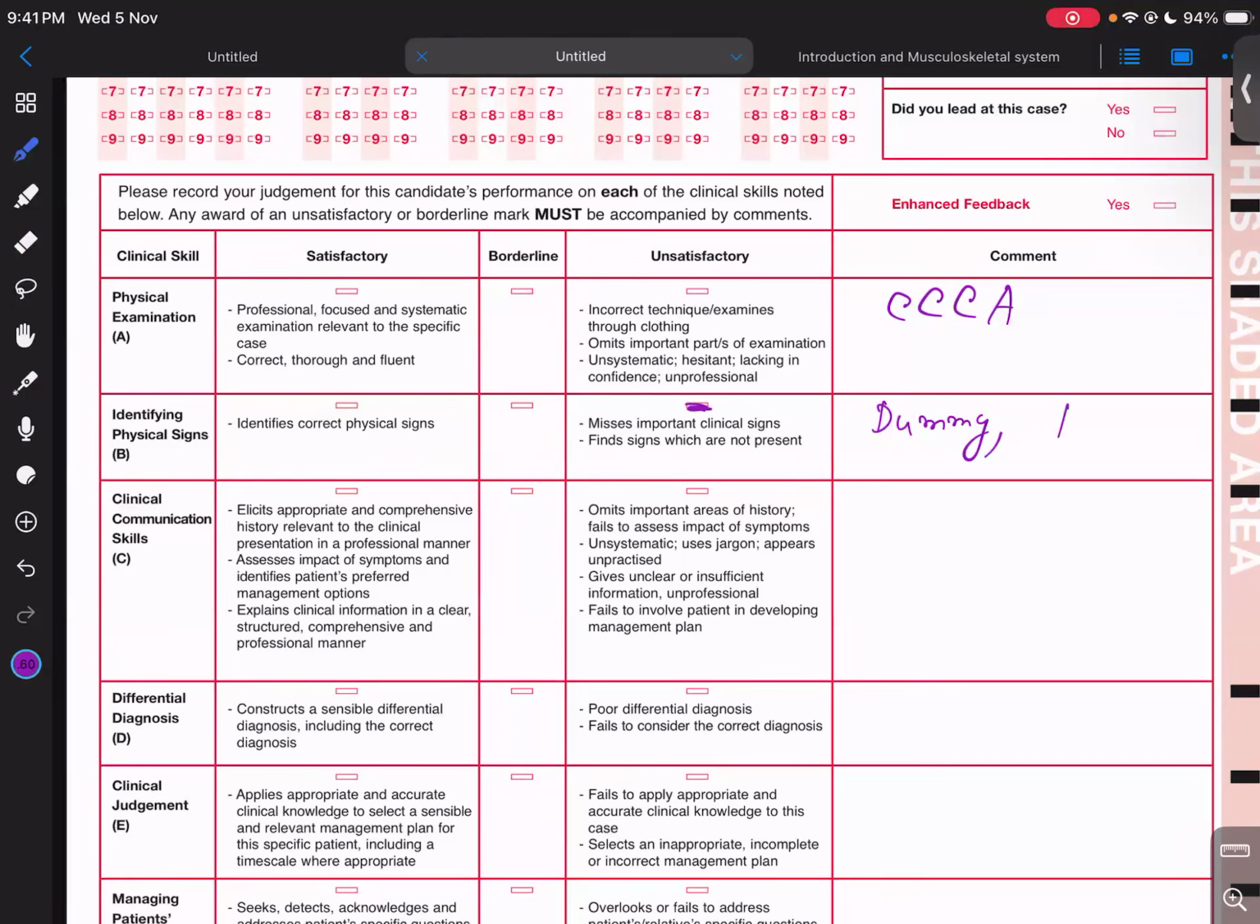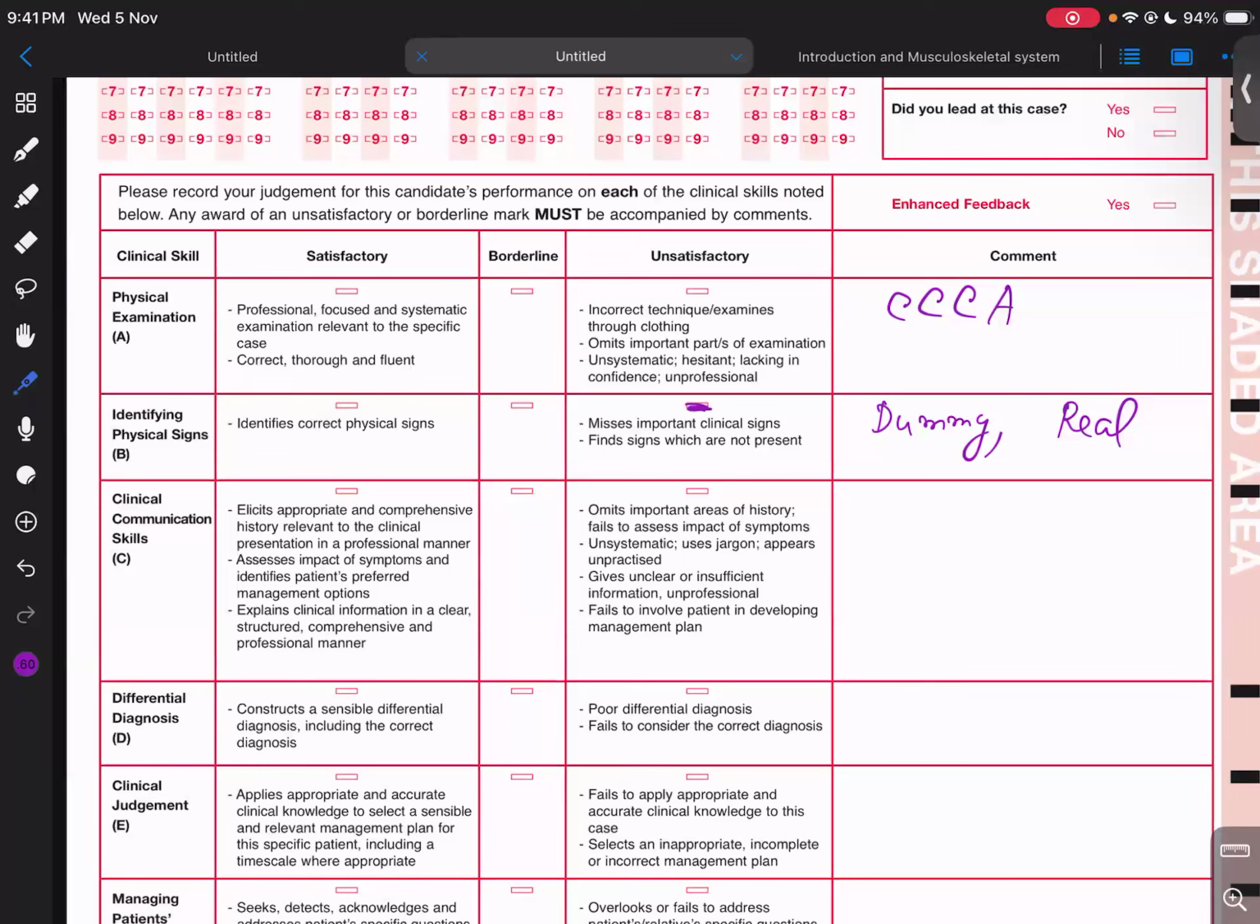For a dummy case, you will not get any positive physical finding. So never dare to synthesize any finding, because in the PACES exam, if you ever dare to synthesize any finding, you will automatically get unsatisfactory here. Whether you have identified 5 or 6 wonderful physical findings, even if you synthesize one positive physical finding, you will get unsatisfactory. And for the real cases, don't utter anything if you are not confident enough about the positive physical finding. If you are not confident enough that this finding is there, be silent.